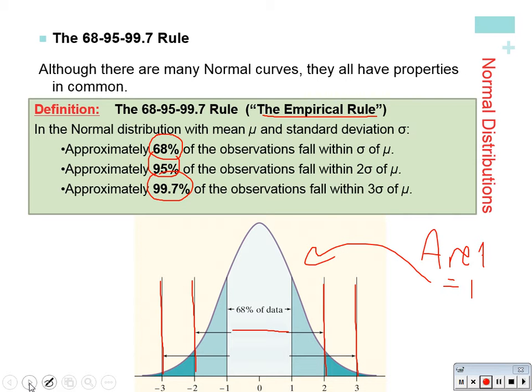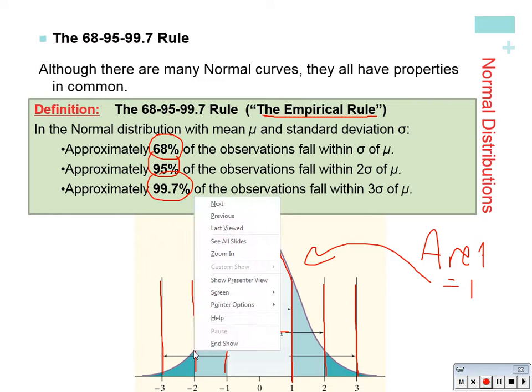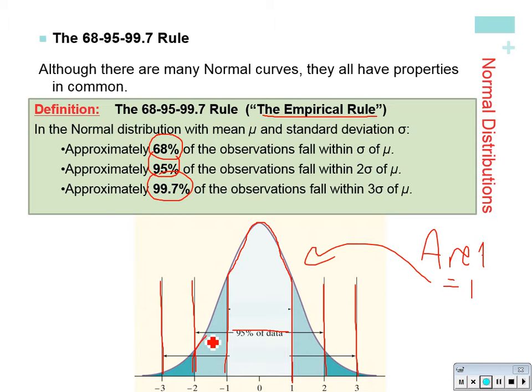So the area of this part of the curve, remember the whole area is 1, is 0.68. Some other things we know, right? 95% of the data is going to fall from here to here. So we know that the approximate area of the curve that runs from here to here is about 0.95.